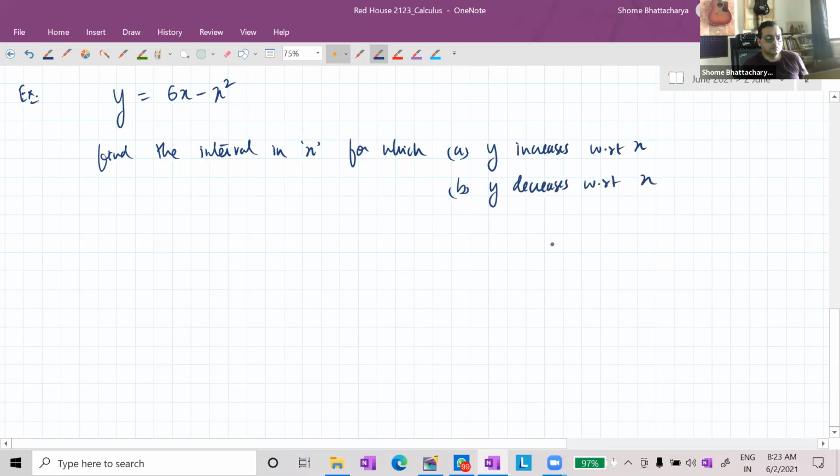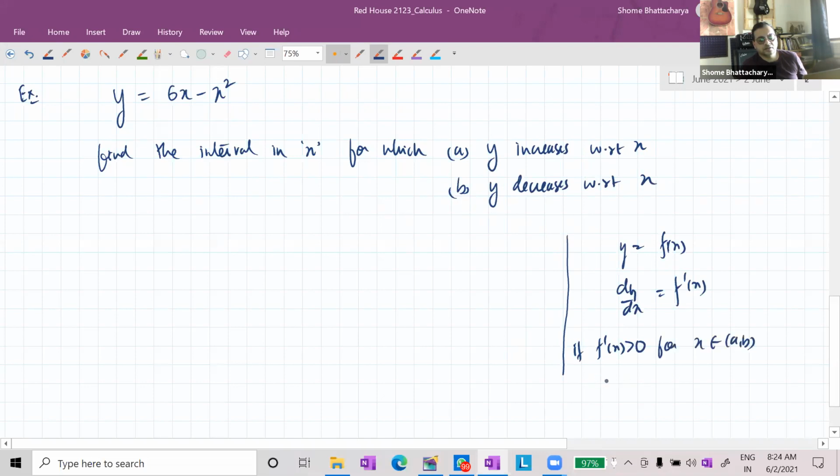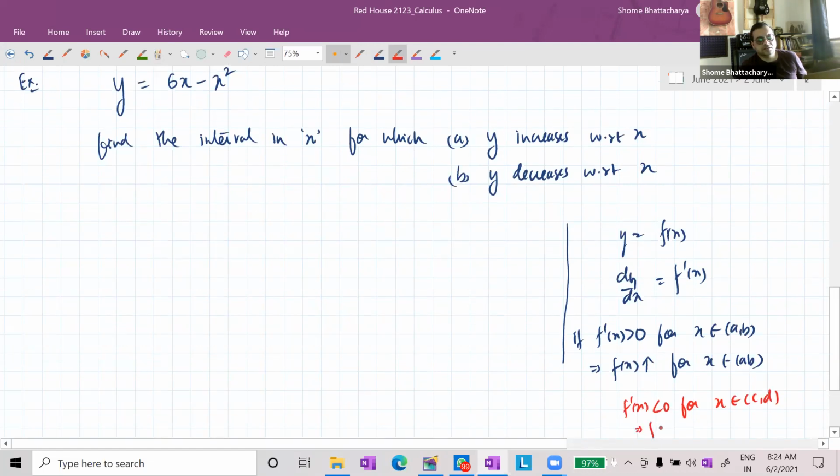So now we have a simple method for doing this kind of situation. We know that for any function y equal to f(x) and derivative dy by dx equal to f prime x, if f prime x is positive for a certain interval, then it means that f(x) is increasing for that same interval. Now, on the other hand, if f prime x is negative for a certain interval, then it simply means that f(x) is decreasing for that interval. So that we will just put into practice over here for this particular question now.